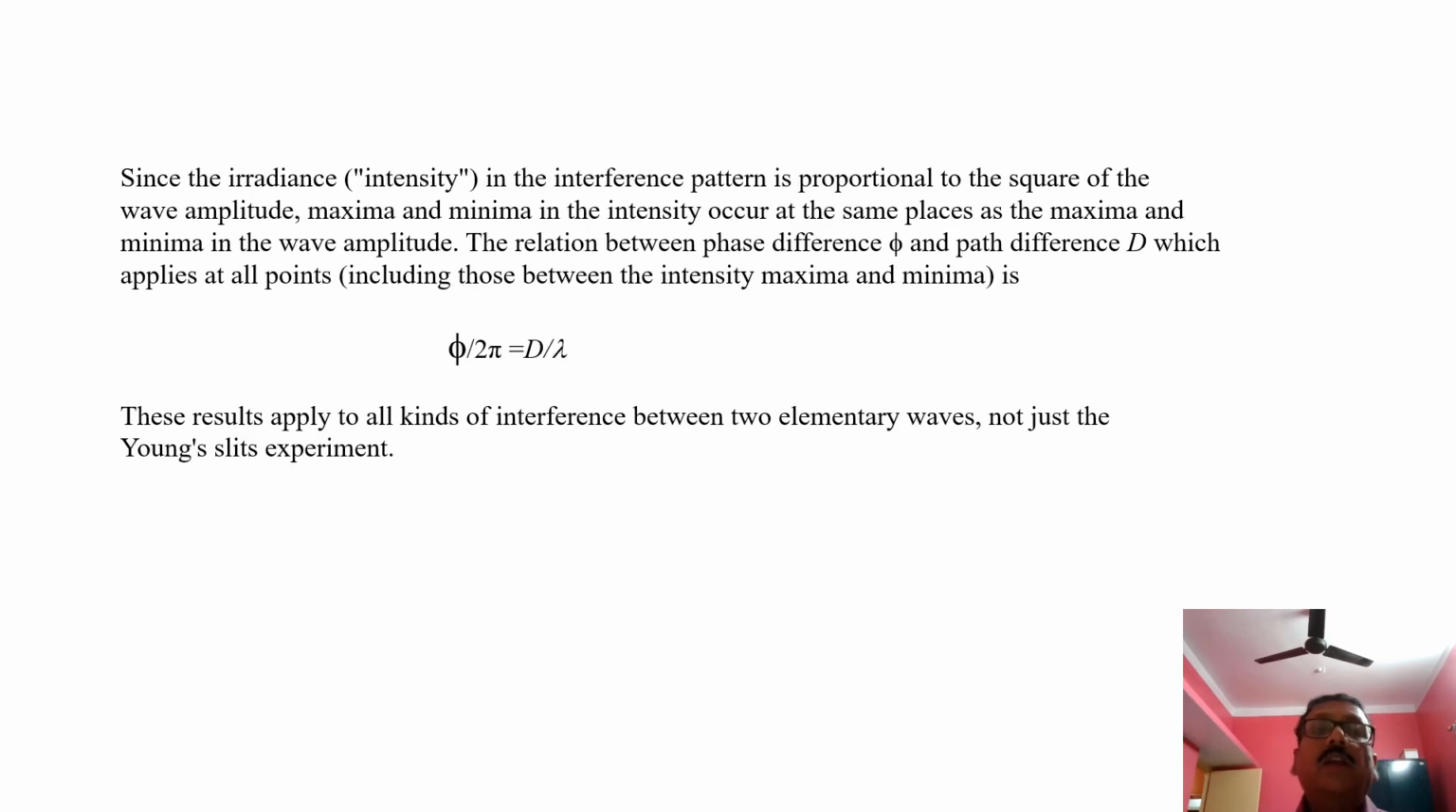Since the intensity in the interference pattern is proportional to the square of the wave amplitude, maxima and minima in the intensity occur at the same places as the maxima and minima in the wave amplitude. The relation between phase difference phi and path difference D, which applies at all points including those between the intensity maxima and minima, is phi divided by 2 pi equals D divided by lambda. These results apply to all kinds of interference between two elementary waves.